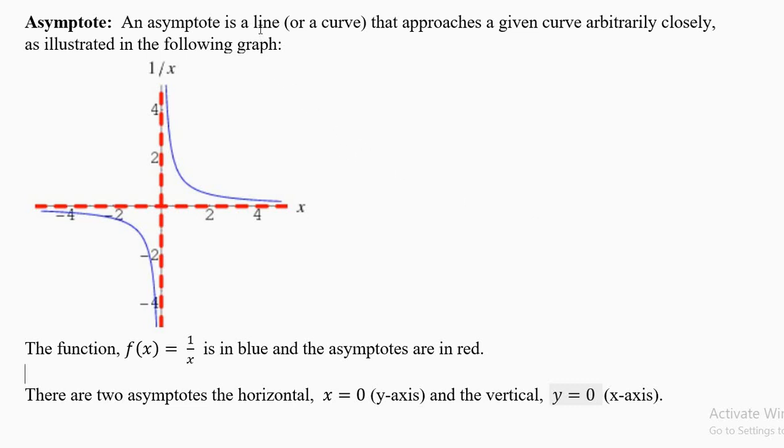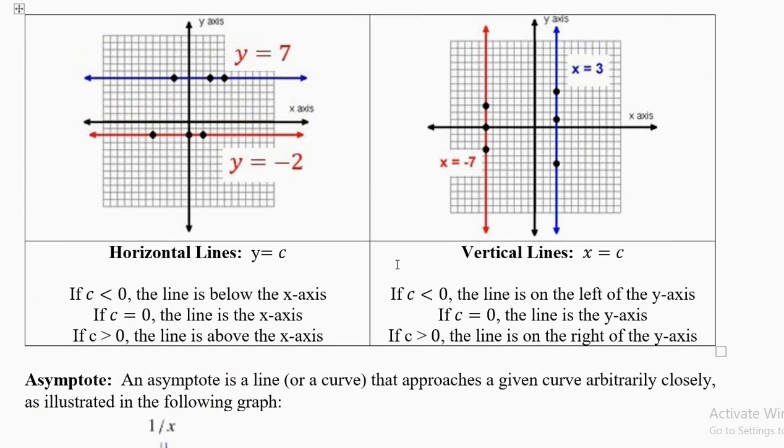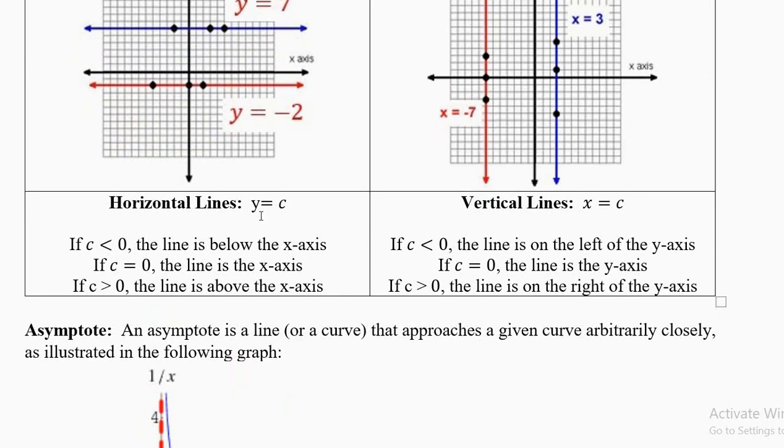An asymptote is a straight line or a curve that approaches a given curve arbitrarily close. Arbitrarily close means very close, as illustrated in the following figure. Here the function is f of x equal to 1 by x in blue and the asymptotes are in red. Here you have one horizontal asymptote y equal to 0 and one vertical asymptote x equal to 0. We will see how to calculate these asymptotes. All your asymptotes in this chapter will be of this type. Horizontal will be y equal to number and vertical will be x equal to number.